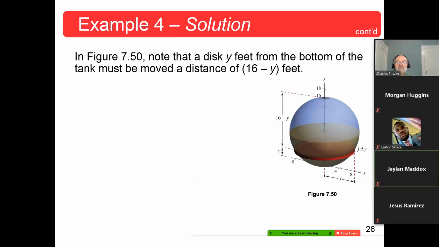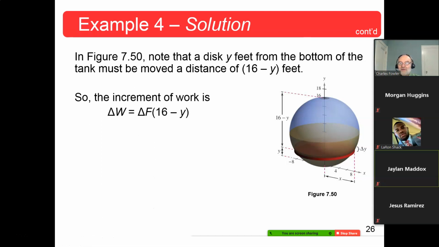Now, it says, note that a disk y feet from the bottom of the tank must be moved. That volume that's from here has to be moved, and that's where our 16 minus y comes from. That's how far you move it. Everything's in terms of y, so the increment of work, delta W, is equal to the force increment, which we were just dealing with, times the distance, which is still a function of y, okay? And this delta F has in it your delta y.